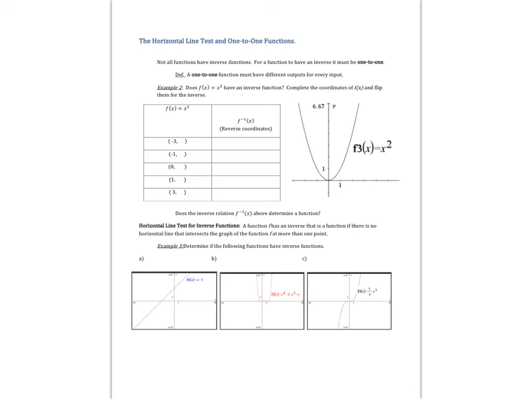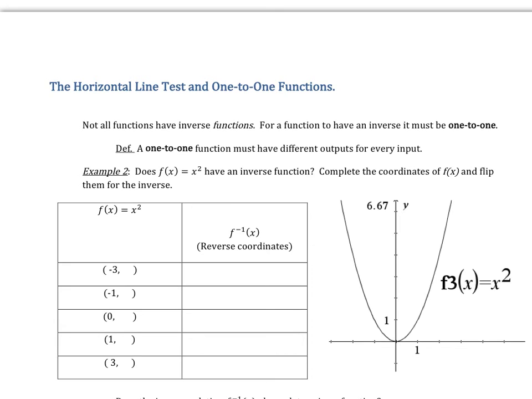So last thing we want to look at is a quick test to find out if a function has an inverse. For a function to have an inverse, it must be what we call one-to-one. A one-to-one function has different outputs for every input. So every output is only used once, so it's perfectly matched. Well, if we look at our quadratic, negative 3 squared, when we plug this in for x squared, we get 9. We get negative 1, when you plug negative 1 in, you get 1. 0 squared is 0. 1 squared is 1. 3 squared is 9. Okay?